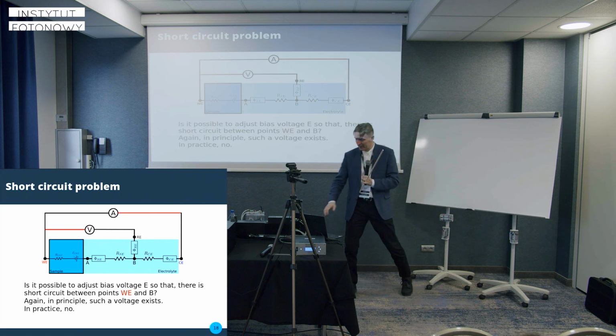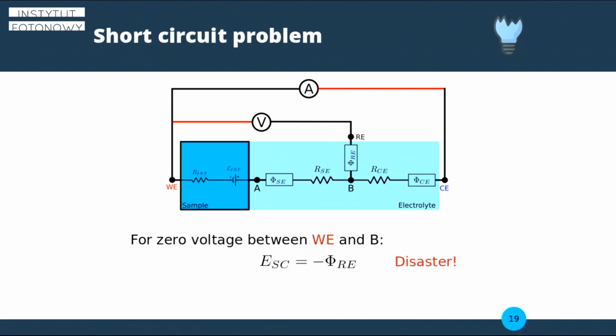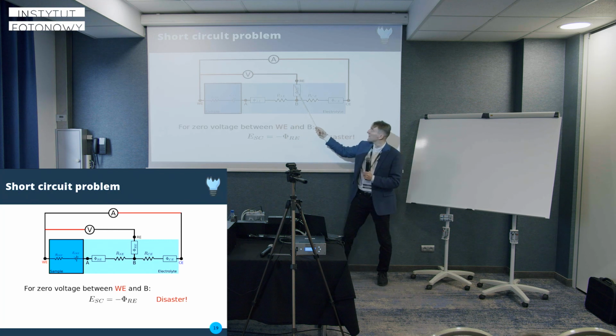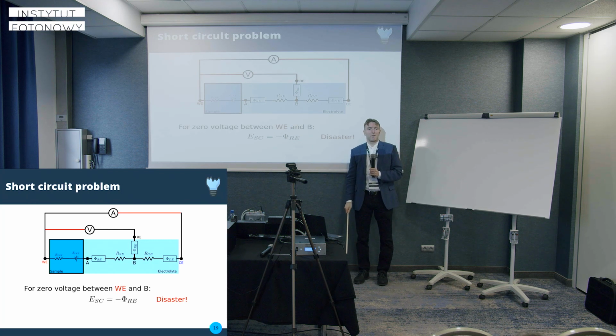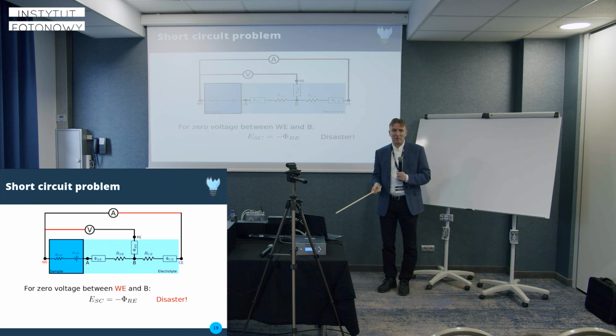Actually, I already described what's here. So we have this, and this is what we'll get. In order to maintain 0 volt between those 2 points, we'll need to set this to cancel just this drop of potential, this half cell potential. Okay, so this is even worse than before, precisely because this is a half cell potential.